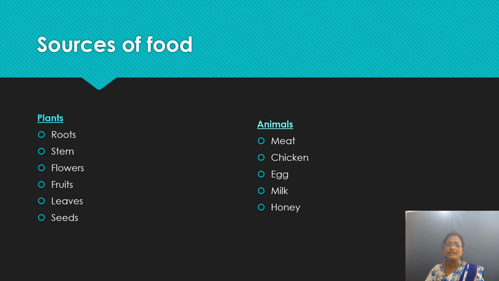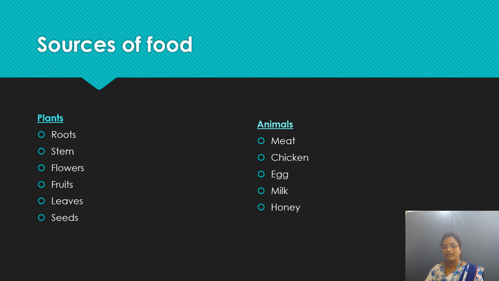Okay, so what do we get from the plants? We get roots as food. We get stem, isn't it? We get flowers. We get fruits. We get leaves. We get seeds. So these all, from where do we get them? We get them from plants, isn't it? Yes. So these are the things which we get to eat from plants: roots, stem, flowers, fruits, leaves and seeds.